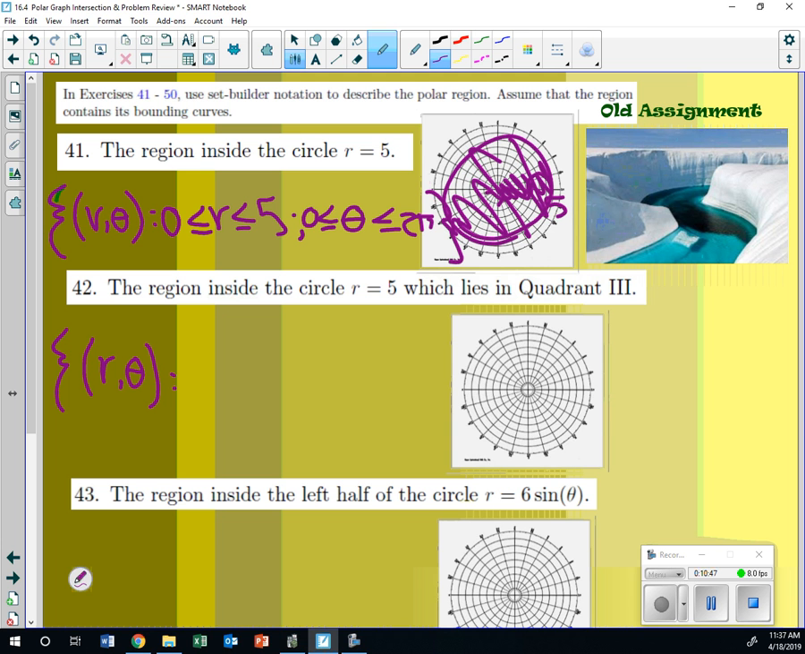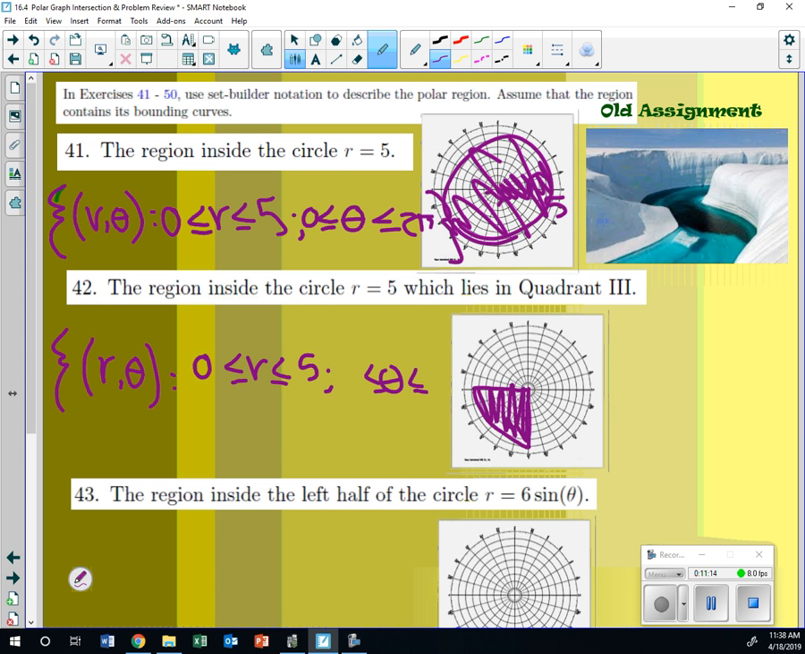You try 42. So when you look at set of all r theta, you're just going to start with there's going to be something about r and there's going to be something about theta. R is going to be the circle to the center, so 0 to 5. But for quadrant 3, that's this one here, out 5. This is the part that's filled in.